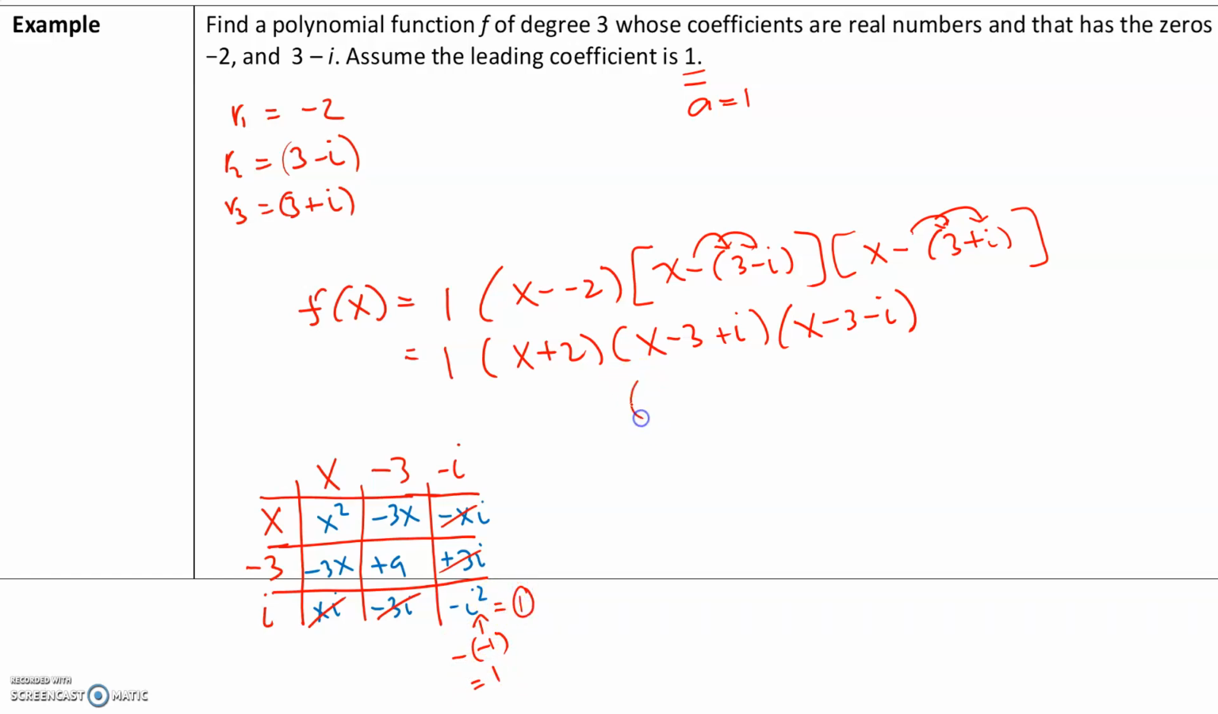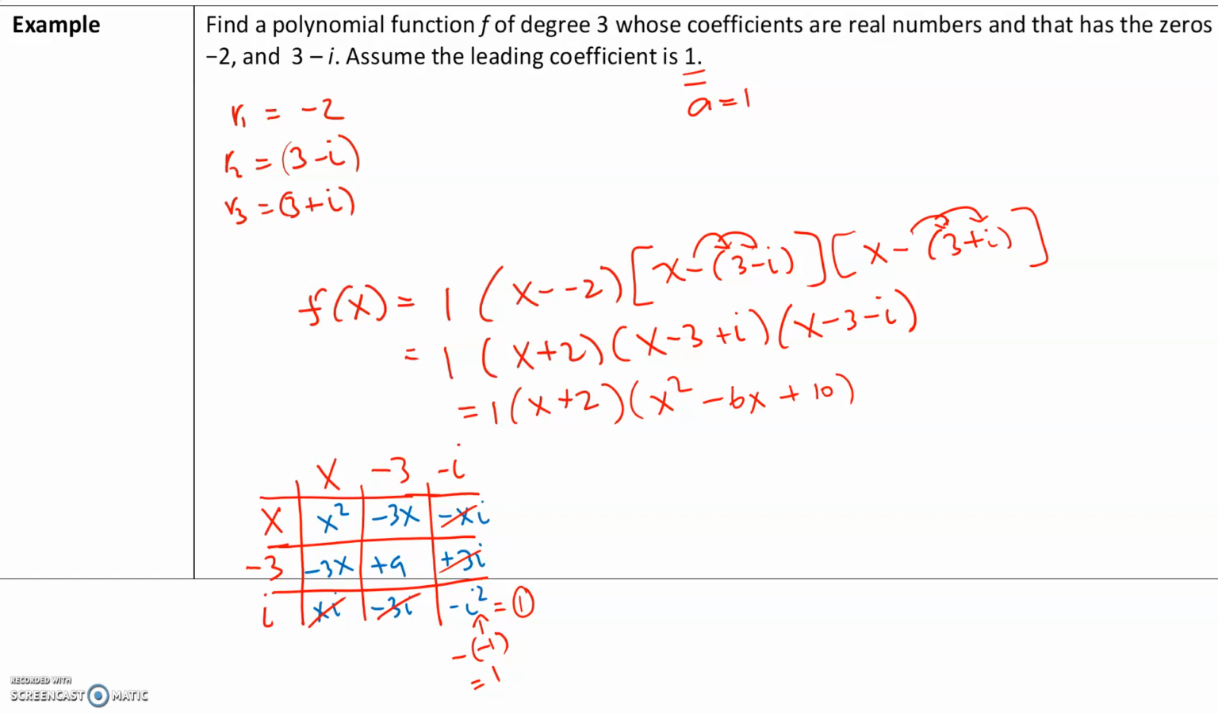So now let's combine our like terms. We have an x squared. We have a negative 3x and a negative 3x. That's a negative 6x. And then we have a positive 9 and a positive 1, which gives you a positive 10. So this whole thing is going to multiply to x squared minus 6x plus 10. And then you still have the 1 times the x plus 2. So now we have 1 times x plus 2 times x squared minus 6x plus 10.